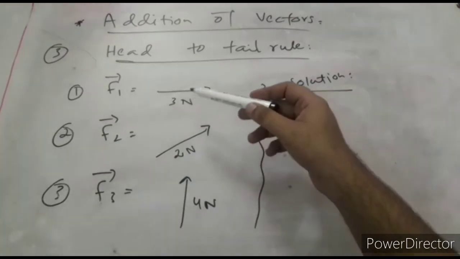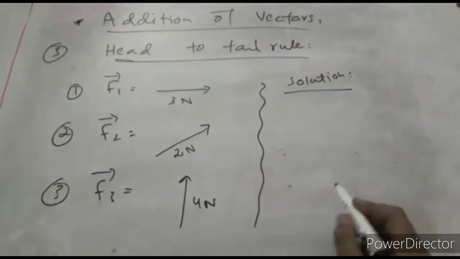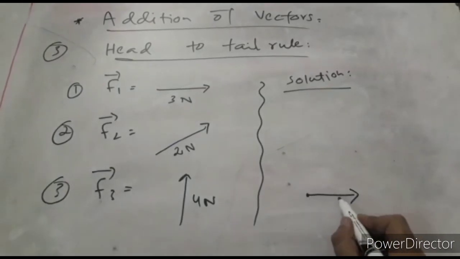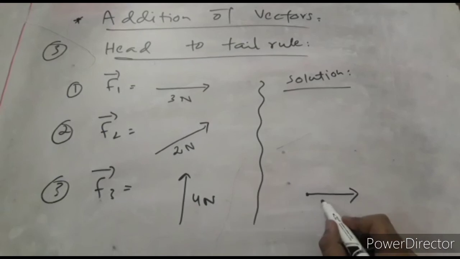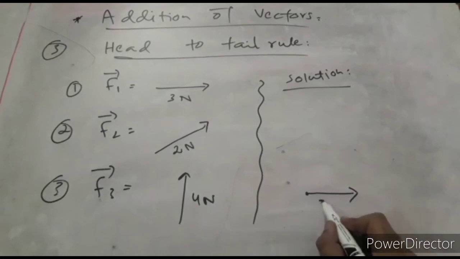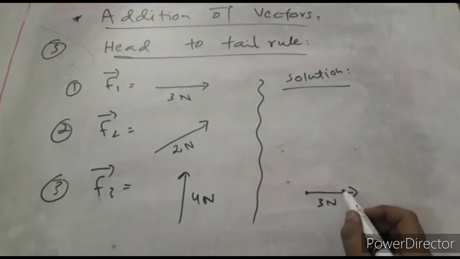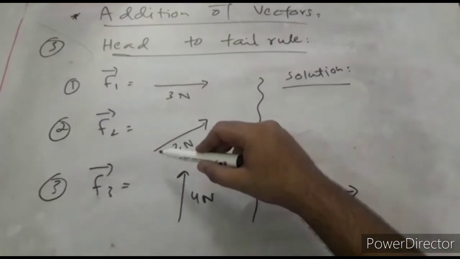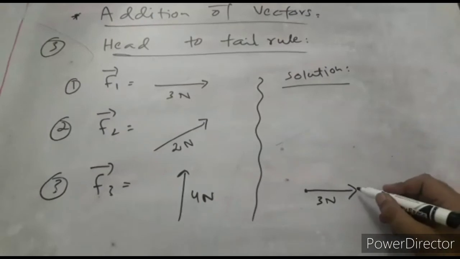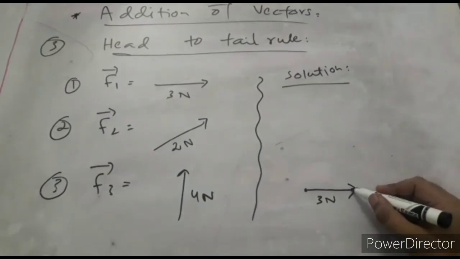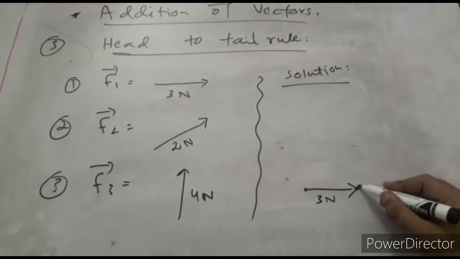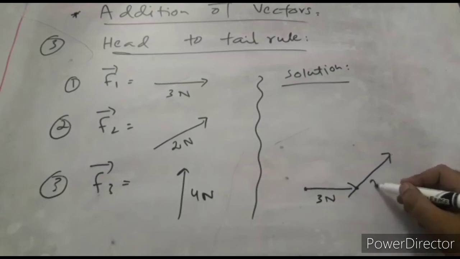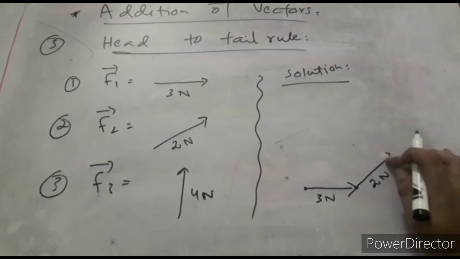Let's say I take this as the first vector and I draw it like this. The direction is the same as given, and the length represents the magnitude. Now what I will do, I will put the second vector's tail on the head of the first vector here, and I will draw the second vector like this in the same direction as given and with the same magnitude. This is of 2 newtons.